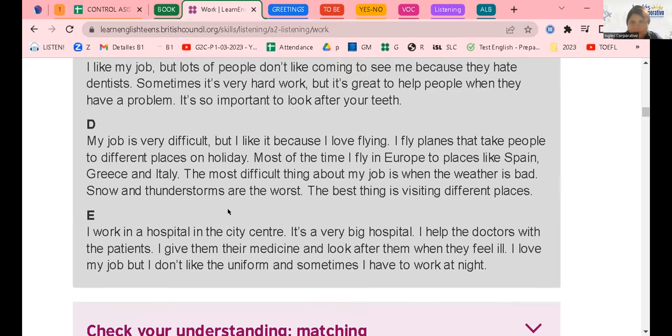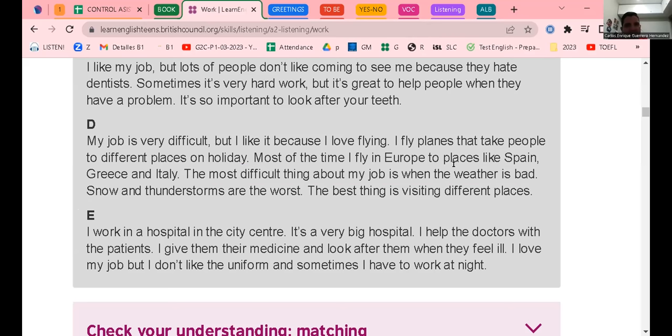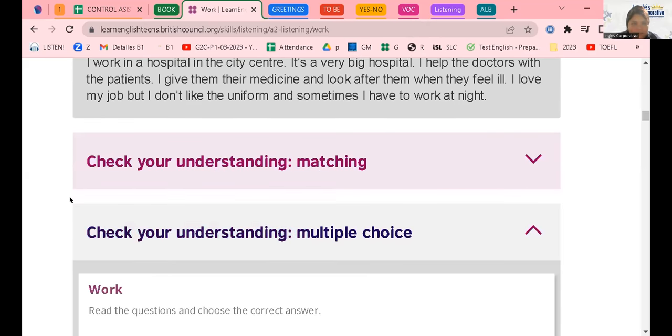Okay, let's look for that information. My job is very difficult, but I like it because I love flying. Let's see. The most difficult part of my job is when the weather is bad. Mal clima y nieve. Clima es malo. La parte más difícil del trabajo es cuando el clima está mal. Y la turbulencia, la nieve, las tormentas son lo peor, right? But he loves that.